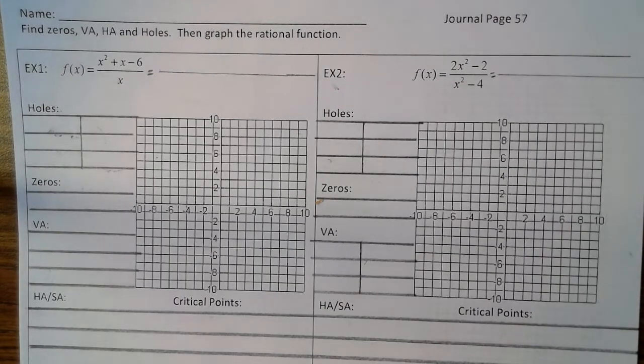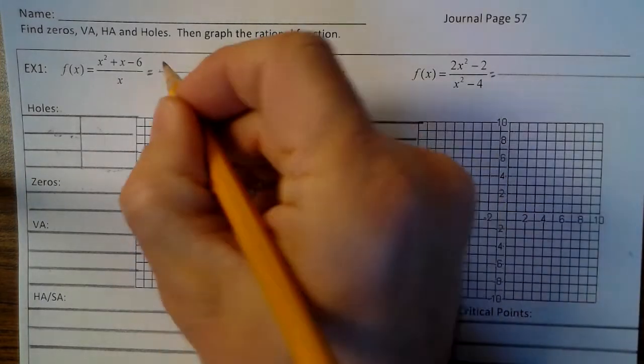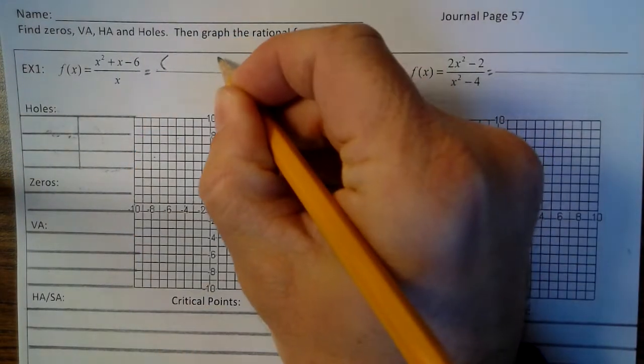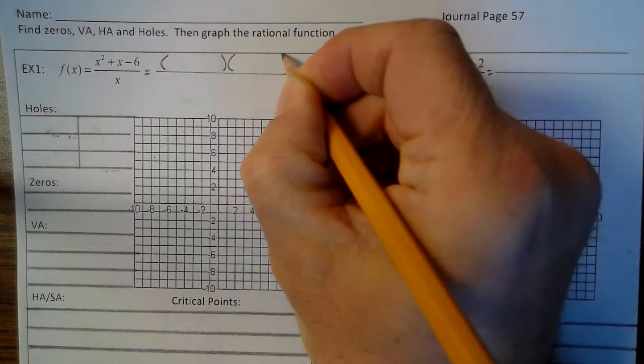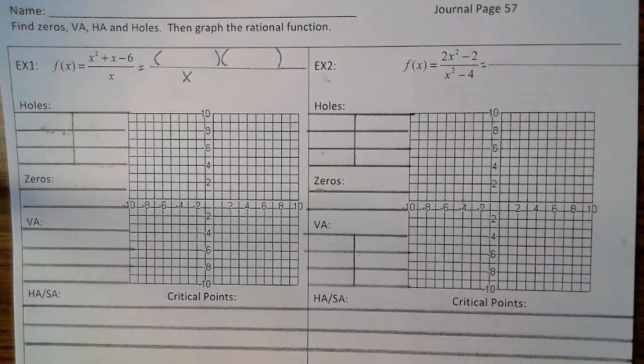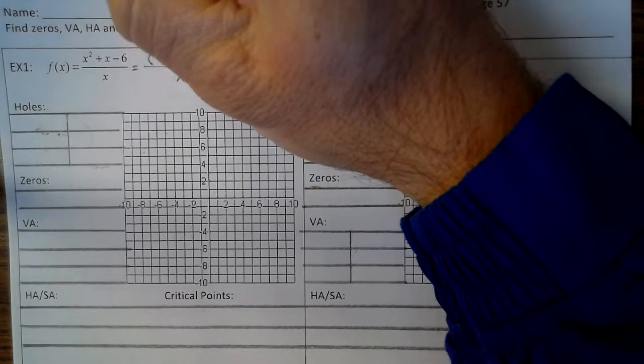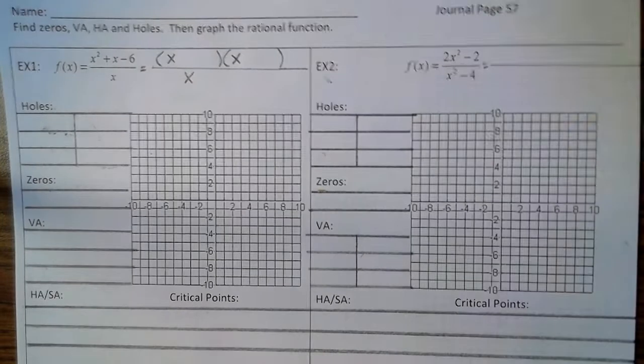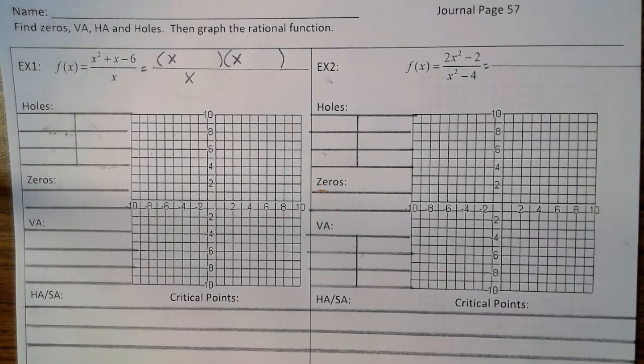Find the zeros, vertical asymptote, horizontal asymptote, and holes. Then graph the rational function. All right, so the first step is we need to factor the numerator. Okay, so we know two parentheses. x is in the denominator, and there's nothing you can do to factor it, so we'd leave that be. We know that x and x make x squared. So now we need to find all the combinations that make -6 combined to be +1.